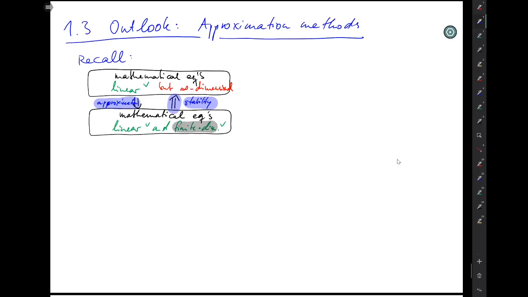We will end this first chapter by a very short section, 1.3 Outlook to Approximation Methods. So recall this short piece from our view on this world, where we replace a linear but infinite dimensional problem, now we would call it Ax equal to b, by a linear and finite dimensional problem.